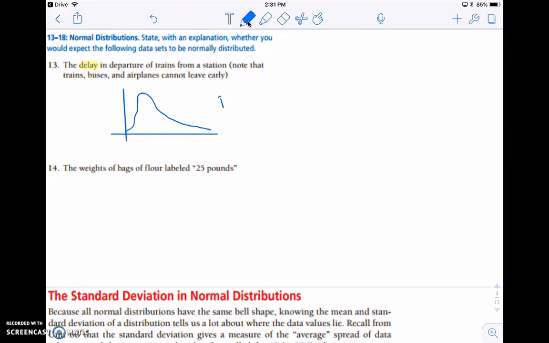So this would be more of a right skewed type of distribution rather than a normal, because we can't have negatives on those delay times. Zero delay time means it left on time, negative means it left early, and again, leaving early would be frowned upon if you were a passenger who got there right on time and they already left you. So this would not be normal when we look at that.